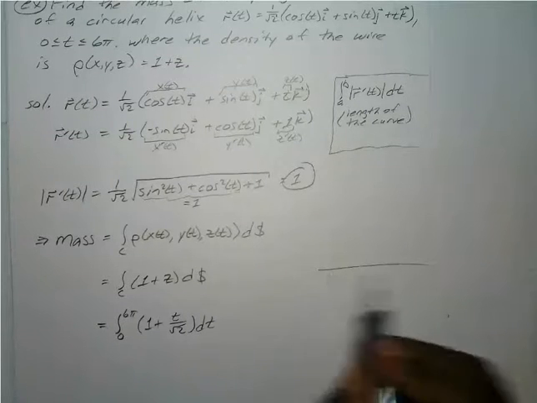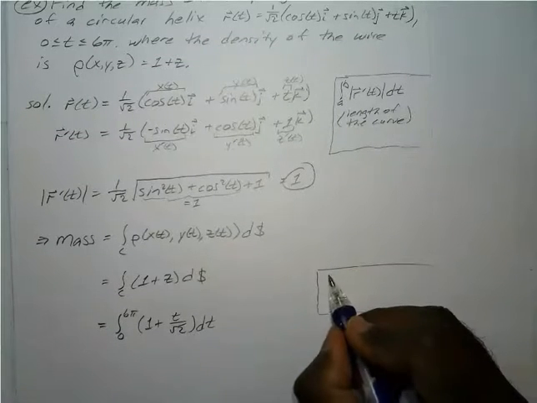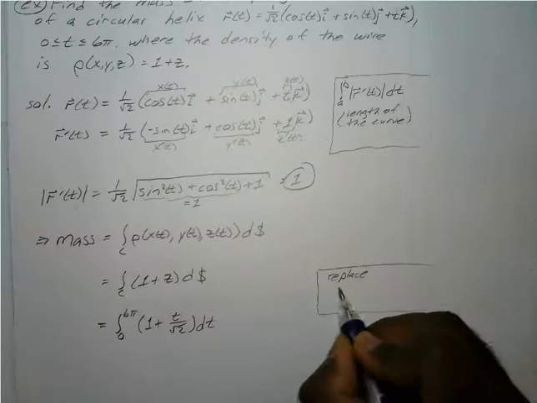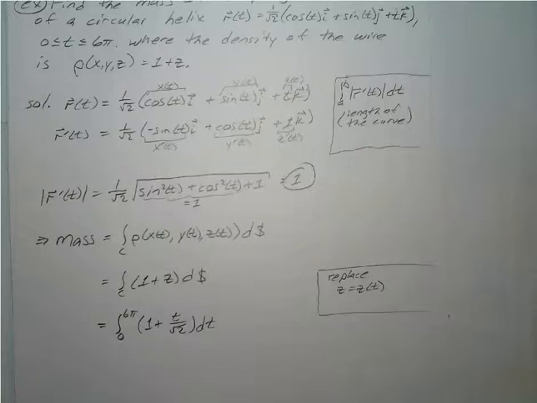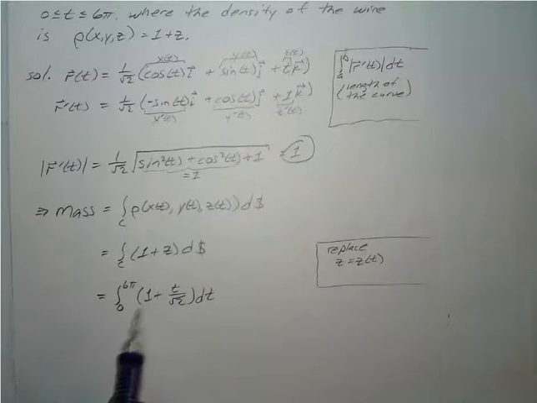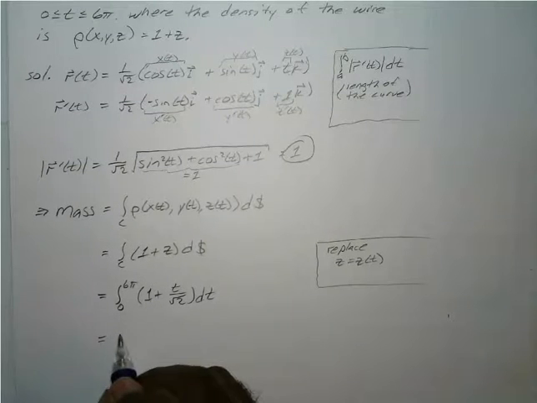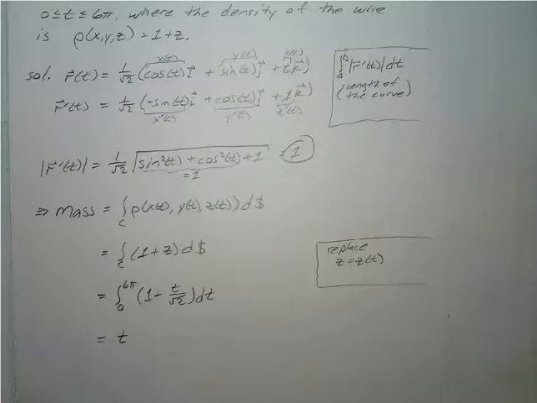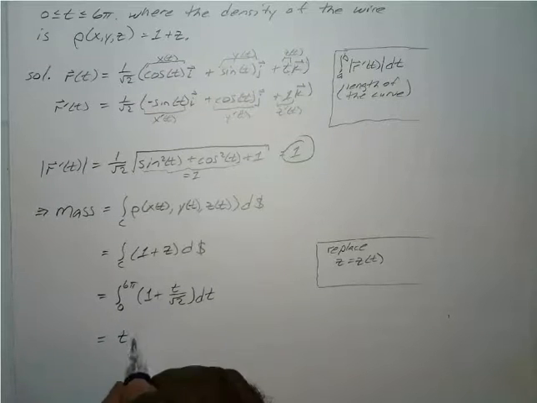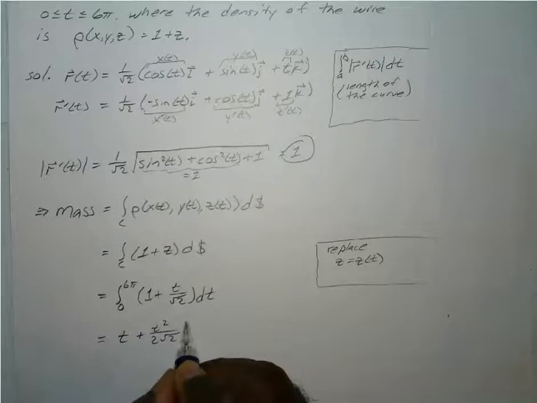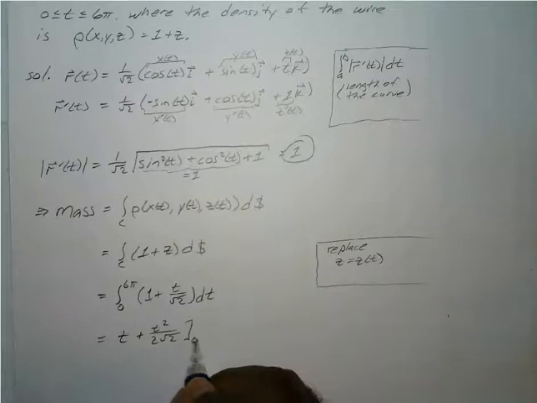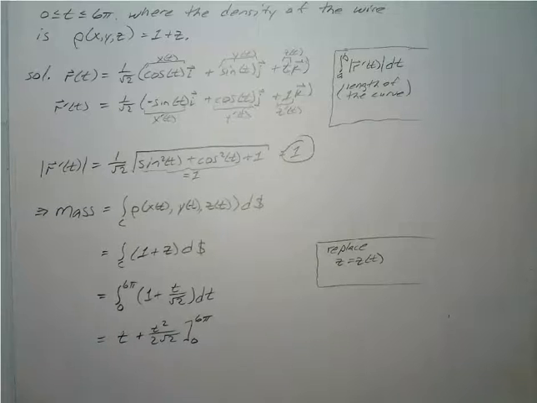Alright, so remember, replace z with z of t. Okay, so we go ahead and integrate each one of those terms. The integral of 1 is just t. And if we pull out the 1 over square root of 2, we have t squared over 2, so that's just t plus t squared over 2 square root of 2. Of course, that's from 0 to 6 pi.